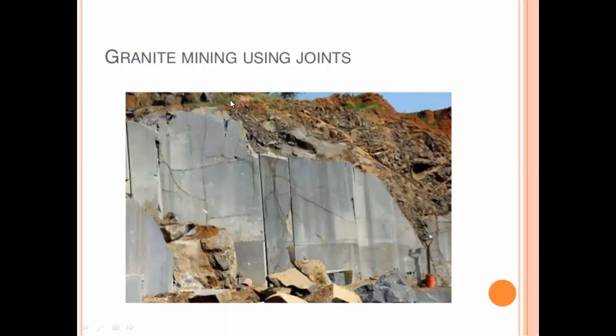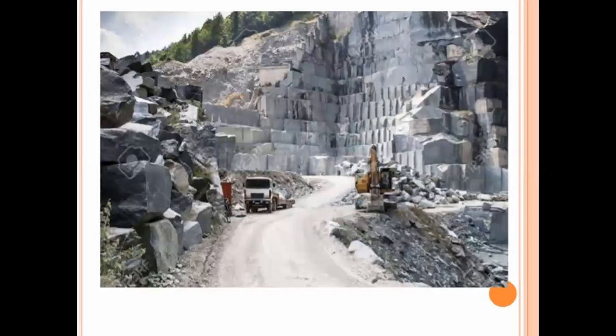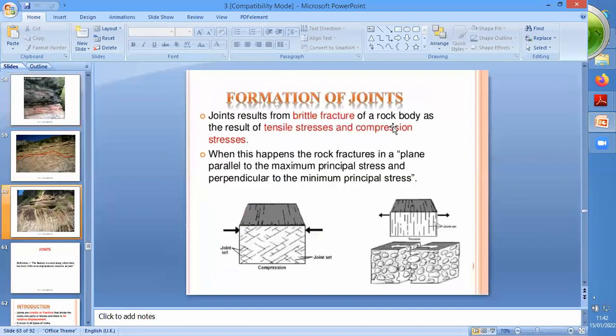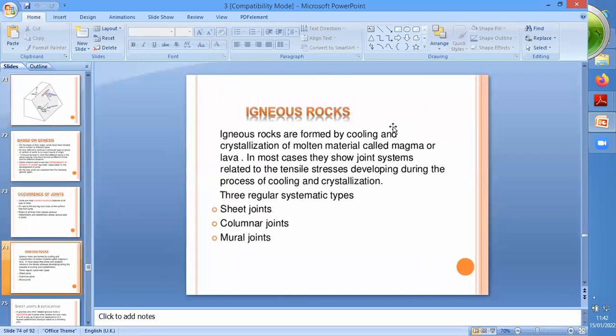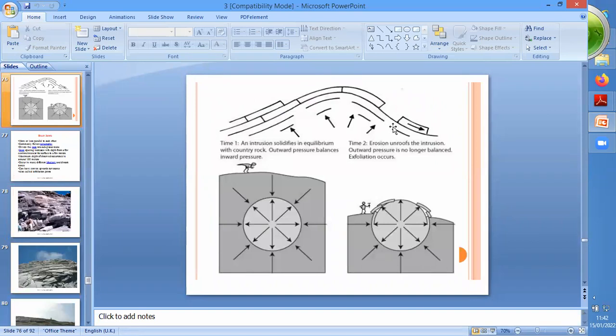So in quarrying granite, you can see such types of vertical joints and horizontal joints are there. That's why you can easily separate one block from another. So this is the perfectly cubic quarrying. Okay, cubic blocks are easily removed from one to another with the help of natural joints. So this was regarding the joints. In this, you have to remember the types of joints and the importance of the joints.